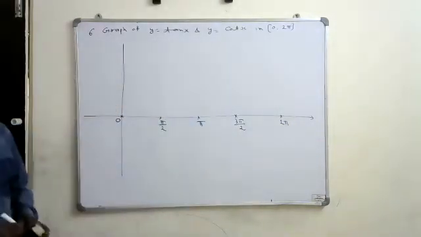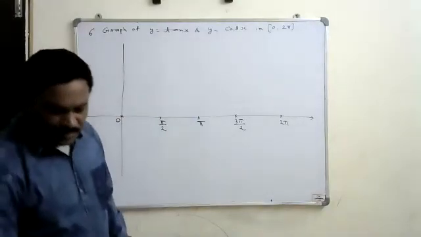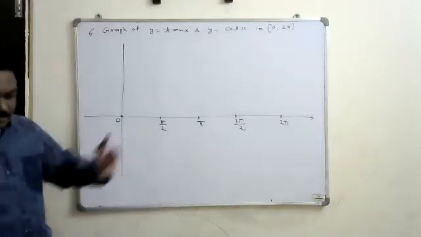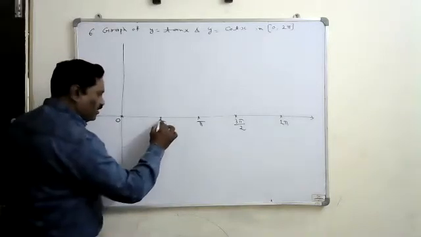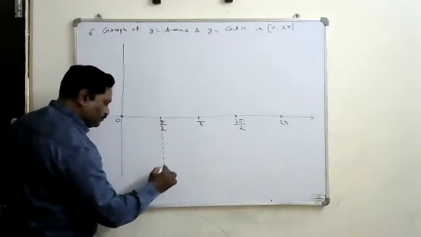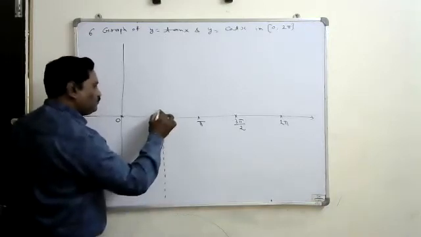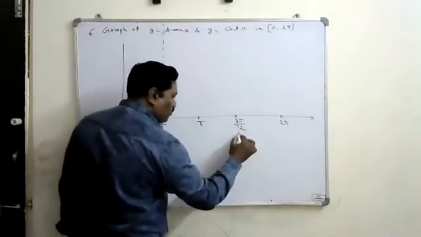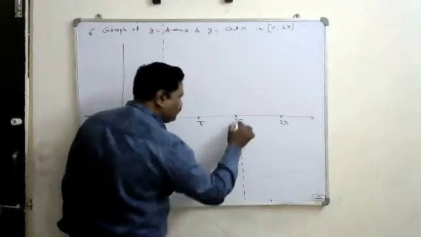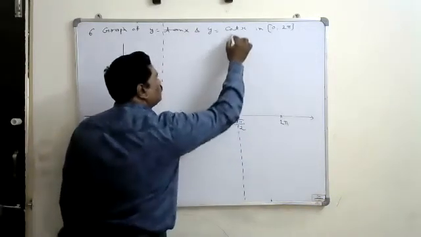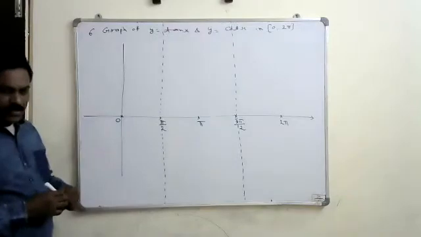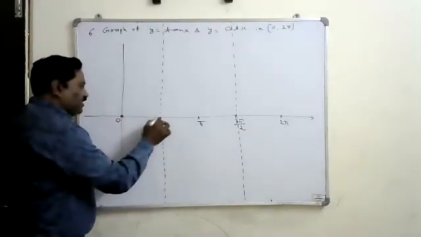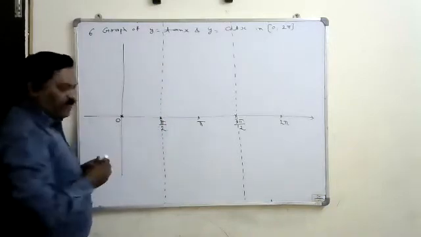Okay, now first I will draw the graph of tan x. Since tan is not defined for odd multiples of pi by 2, at pi by 2 I will draw a not defined vertical line, and at 3 pi by 2 also I will draw a not defined vertical line. Now, when x is 0, tan 0 is 0. When x is pi by 2, tan pi by 2 is not defined.